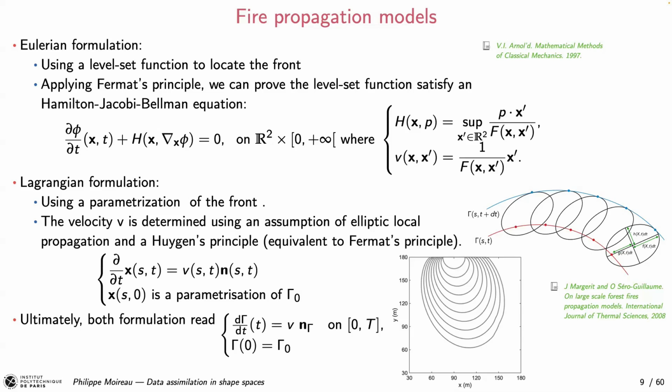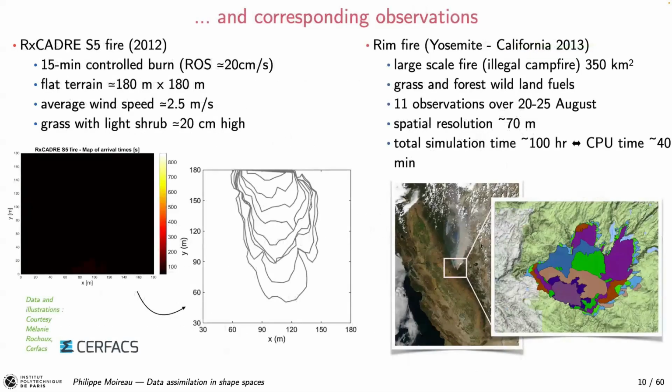Okay, and at Fairfax they use either this type of formulation to discretize and simulate, or this type of formulation where they use the Fermat principle to follow the evolution of the front. Again, quite complex models and observation. Here I give you two examples. This is a controlled fire where they have a lot of data. So real data, but controlled fire.